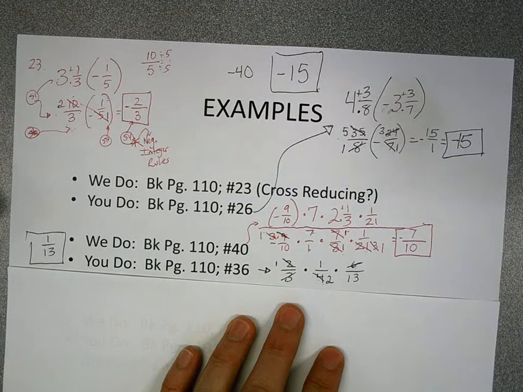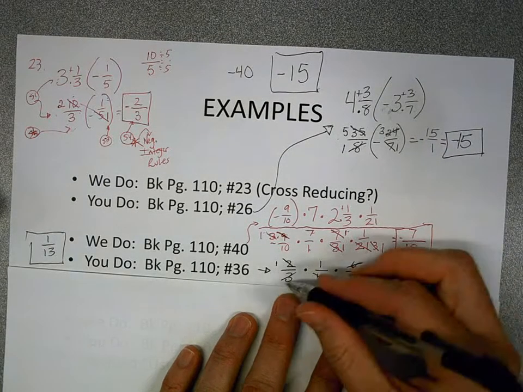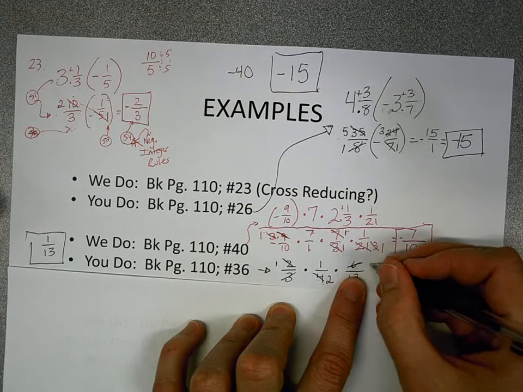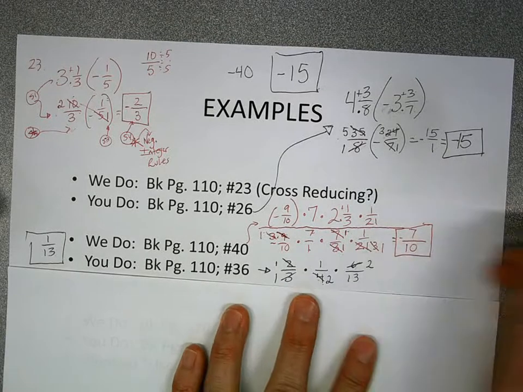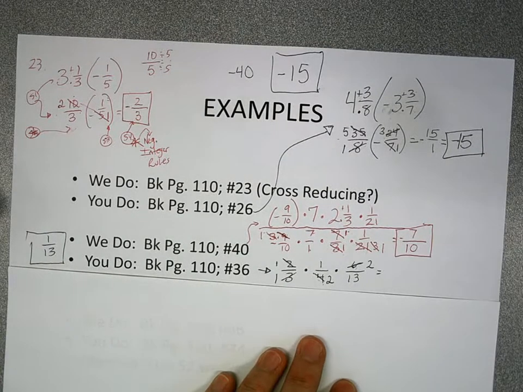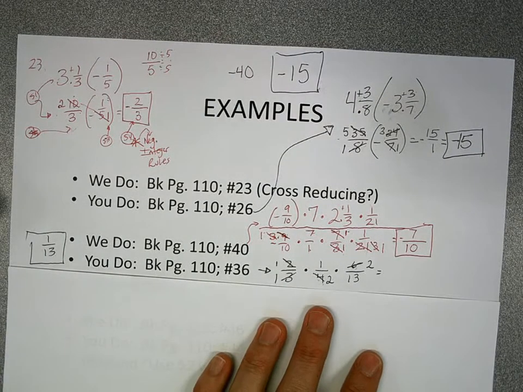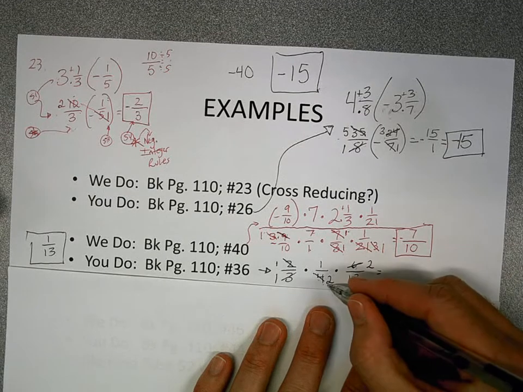So 6 and 3. They both divide by 3. So 6 divided by 3 is 2. 3 divided by 3 is 1. And 2 and 2, right? So we can reduce one more time.